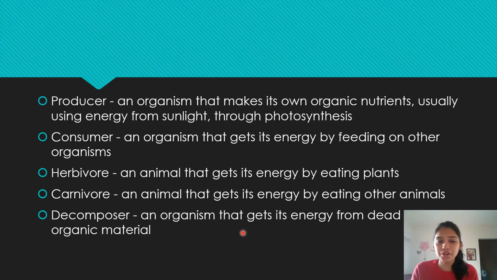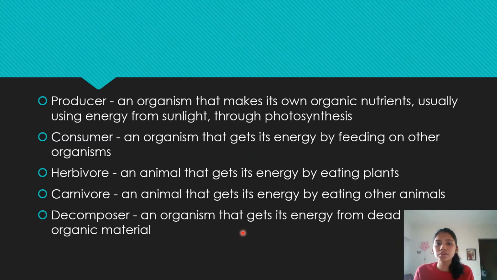Okay, so a producer. I've used the word producer a lot, but we've not defined it. A producer is an organism that makes its own organic nutrients, usually using energy from sunlight through photosynthesis. I've said that before. The corn in the first slide was the producer. It made its own organic nutrients, glucose, using energy from sunlight.